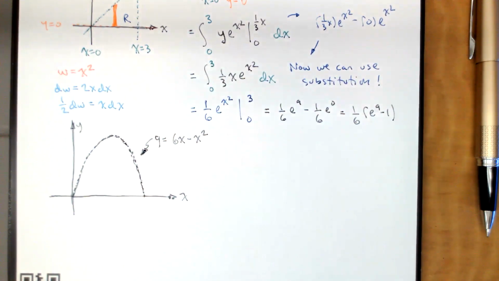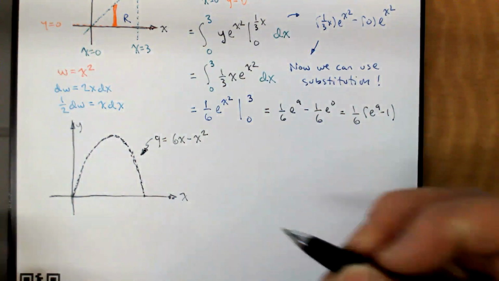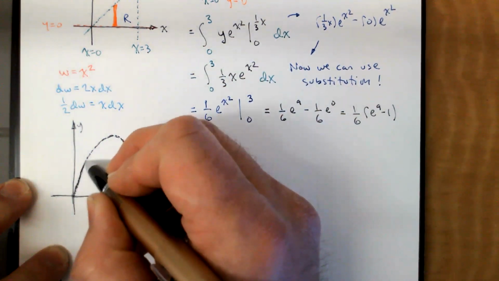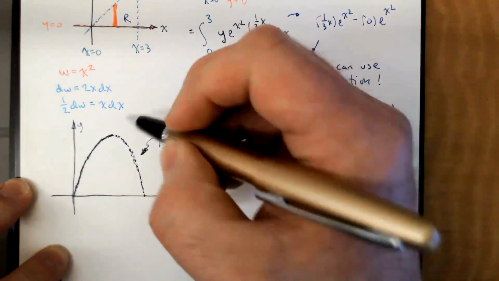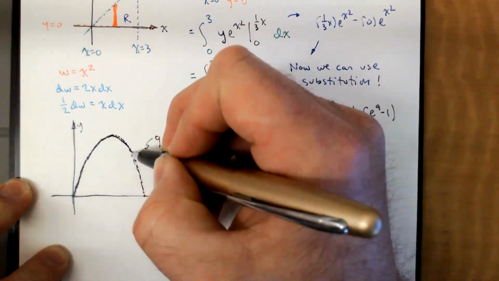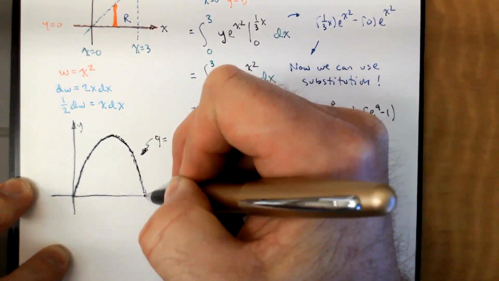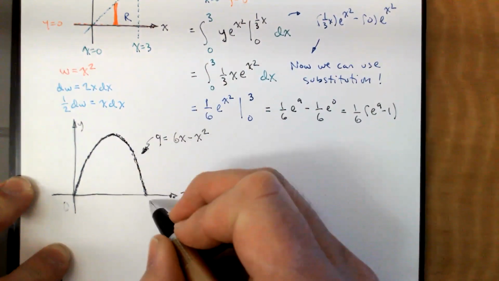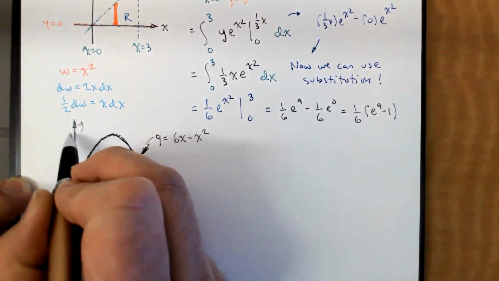The problem that this region is going to give us, bounded by the graph of 6x minus x squared and the x-axis, is that 6x minus x squared is not an invertible function. Let's see why that's going to matter. This is going to happen at 0. This is going to happen at 6. And the top part is going to be 9.